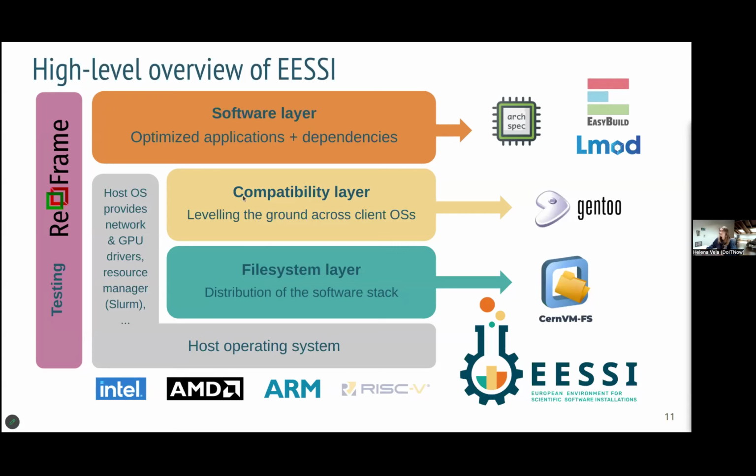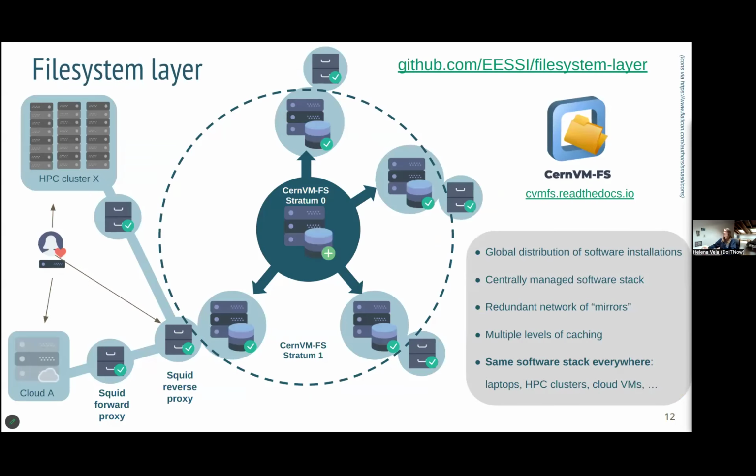And finally, on top of it, we have the software layer. This is different from the file system layer, as the file system layer is the infrastructure to distribute the software, and the software layer is the software itself. And I hope that's clear. Here we have EasyBuild and Lmod helping us to build the software, and ArchSpec to detect the architecture underneath and cross-compile accordingly. And all of this is tested via ReFrame. So now let's get into details.